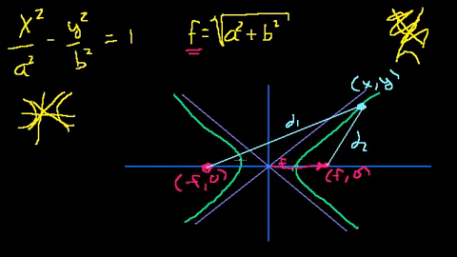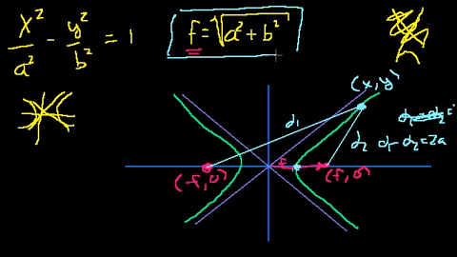In fact, the hyperbola is all of the points that satisfy that condition. And we learned in the last video, by taking the difference of the distances to this point, that it's 2a. So d1 minus d2 is equal to 2a.